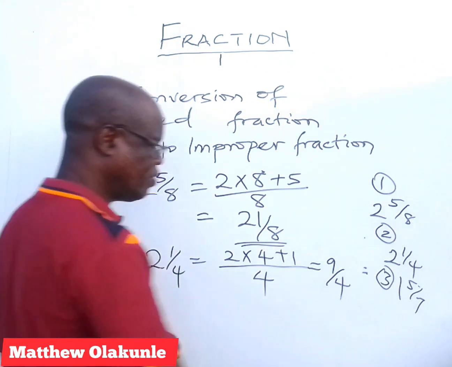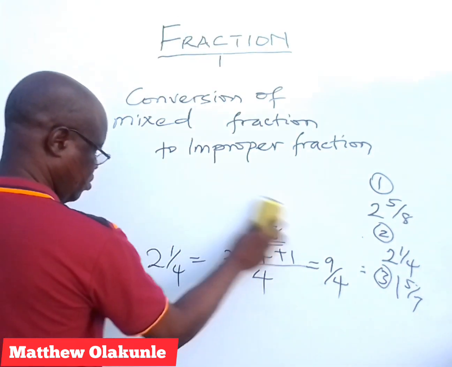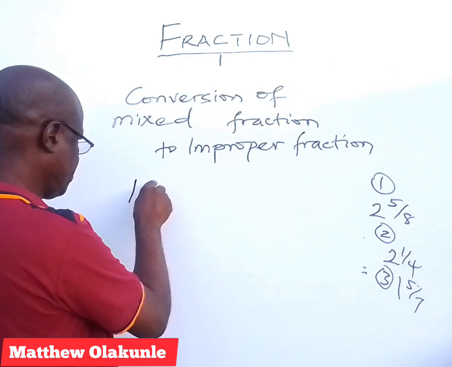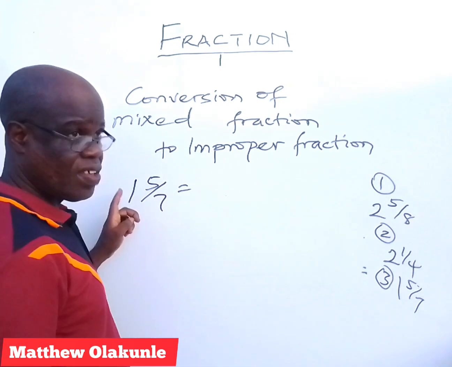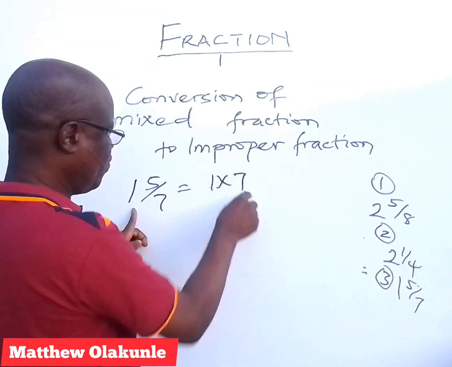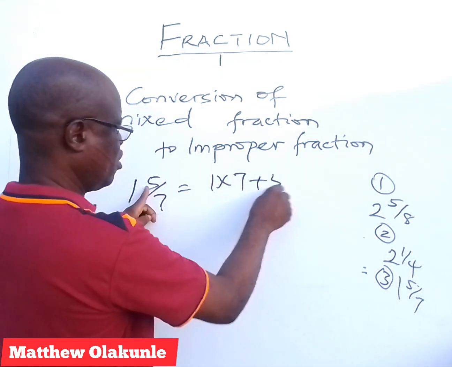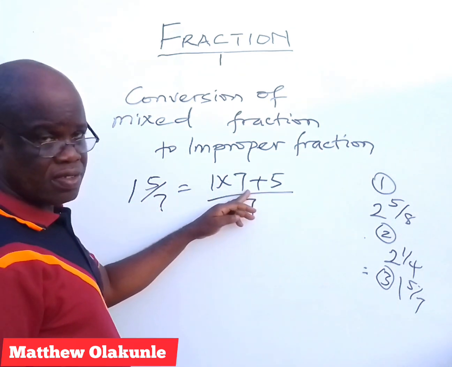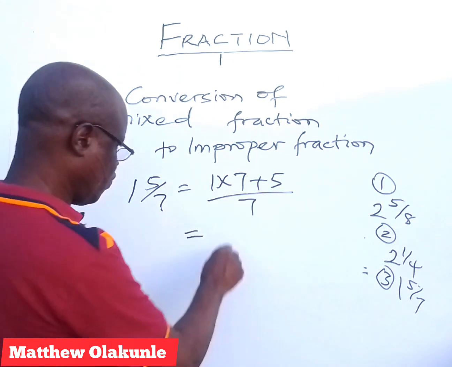Now let's look at the last one: 1 whole number, 5 over 7. This is the same thing as 1 times 7 plus 5, divided by 7. 1 times 7 is 7, plus 5 is 12.